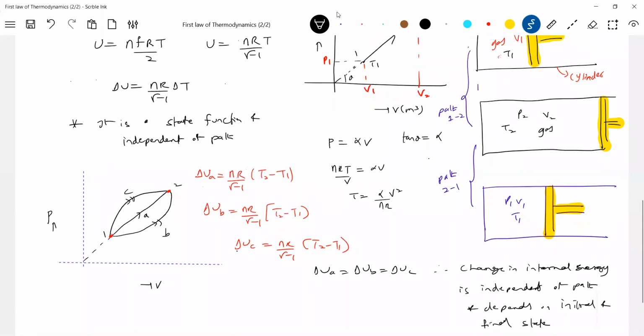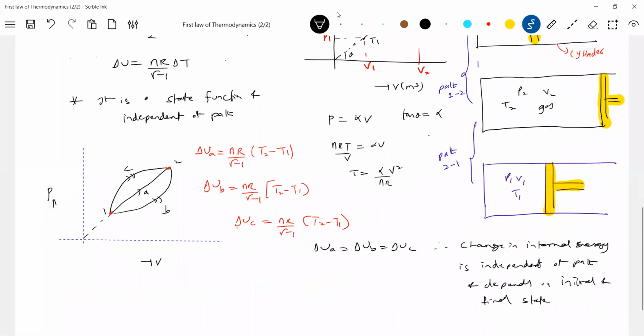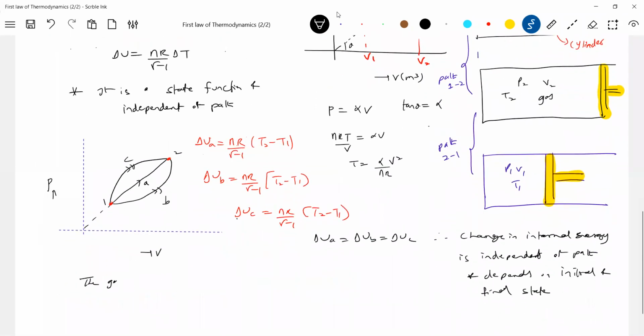So how is the gas made to undergo different processes? By moving the piston in different manners. So here, the gas is made to undergo different processes A, B, and C by moving the piston in different ways.